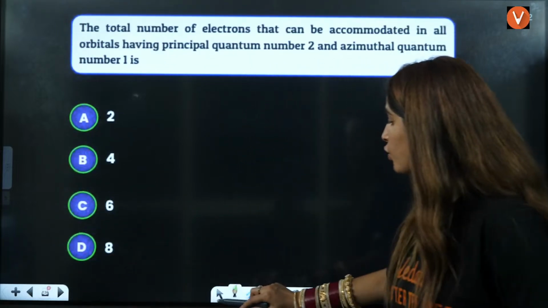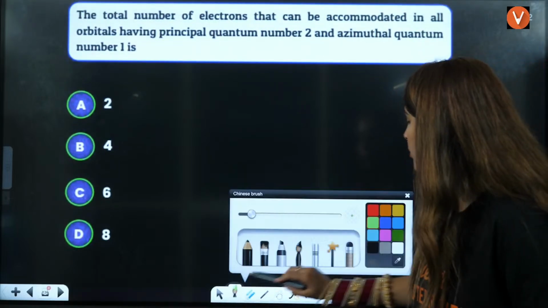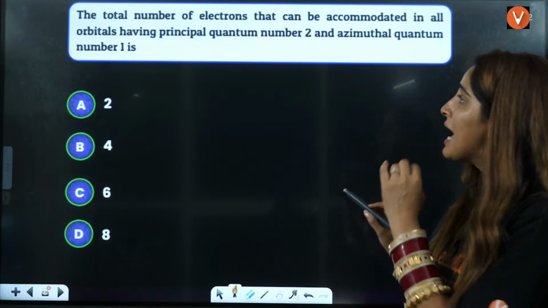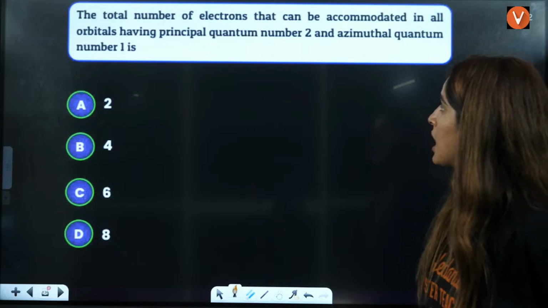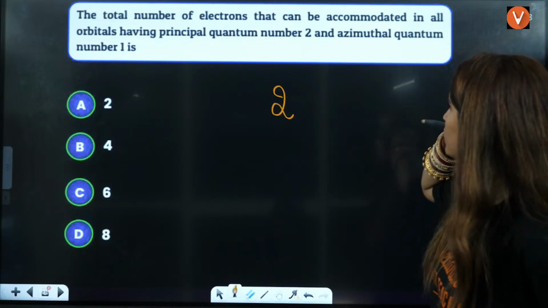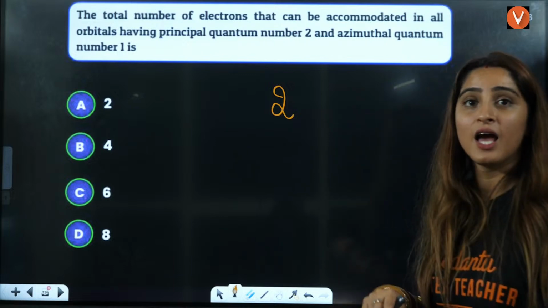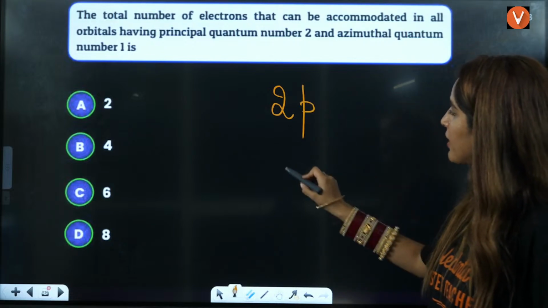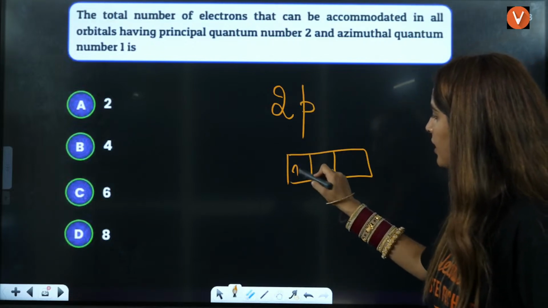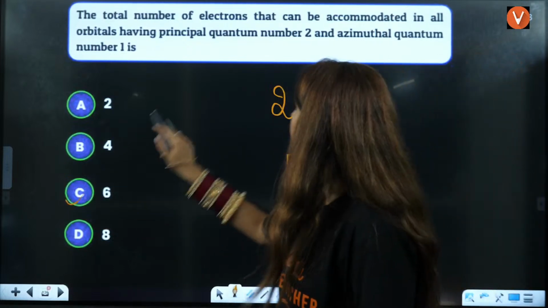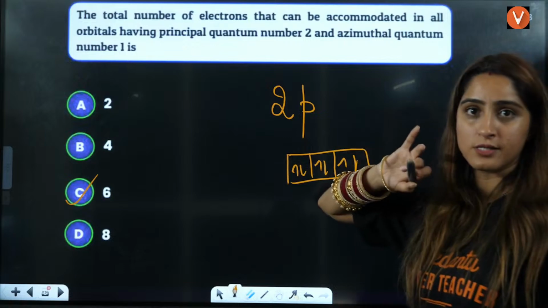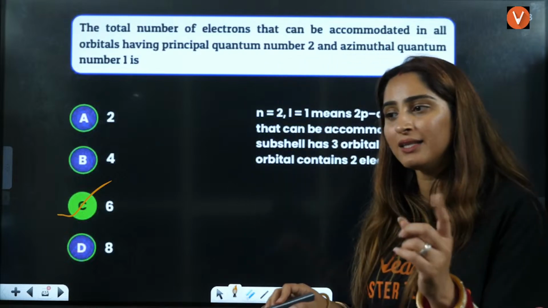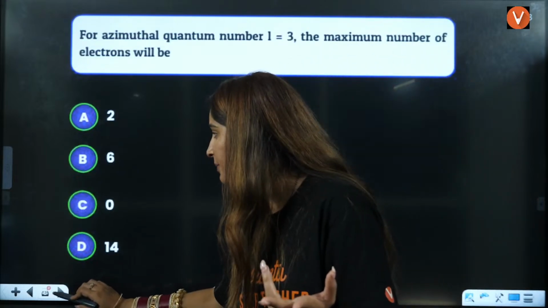Next, the total number of electrons that can be accommodated in all the orbitals having principal quantum number 2 and azimuthal quantum number l. Principal quantum number 2, azimuthal quantum number l is 1. For s, p, 0, 1, that means we are talking about p. Total number of electrons in p, you have 3 boxes, so 1, 2, 3, 4, 5, 6 electrons. They are asking about all the orbitals, so the total number will be 6. If they ask you only one, then that will be 2. They are asking you all, so that will be 6.